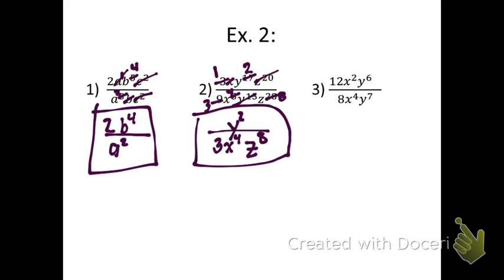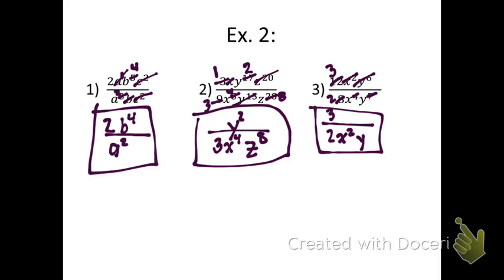Continuing on, number 3. We have 12 over 8, x squared y to the 6th in the numerator, x to the 4th y to the 7th in the denominator. 4 goes into 12 and 8. It goes into 12 3 times, it goes into 8 twice. So in our answer, we're going to have 3 over 2. We have x squared here, take away 2 from the denominator, we have x squared in our denominator. We have y to the 6th, take away 1 from the denominator, we have y to the 1st power. Since it's y to the 1st, we can just leave it as y. Here's our answer.